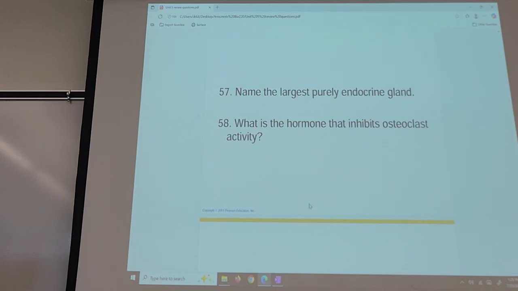Okay, so it tells the osteoclasts to wake back up again and get to work, and it tells the kidneys to hold on to calcium because we're too low right now, okay? There you go.